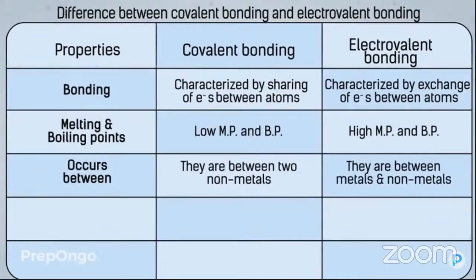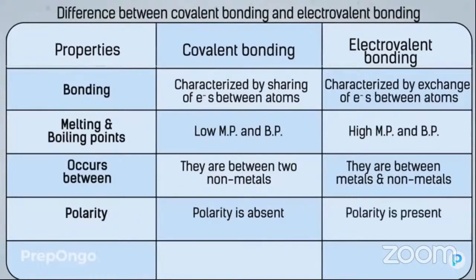Now let's check the fourth property, which is on the basis of polarity. Since none of the atom involved in the bond loses its electron, therefore there is no polarity in the covalent bonds. The atoms are neither positively nor negatively charged. In the electrovalent bond, the metal loses its electron to non-metal. Therefore, the metal atom becomes positively charged and the non-metal atom becomes negatively charged. That means there is a high polarity.